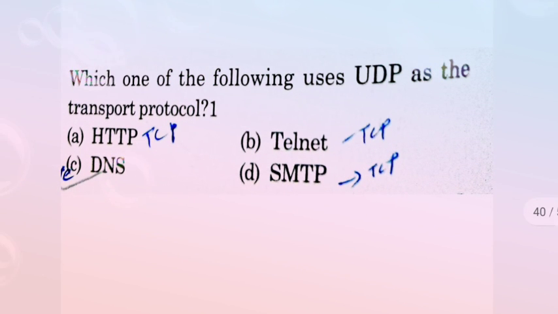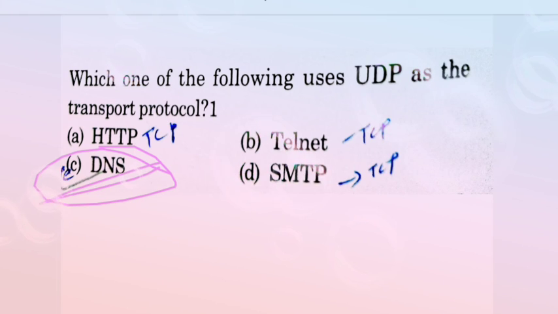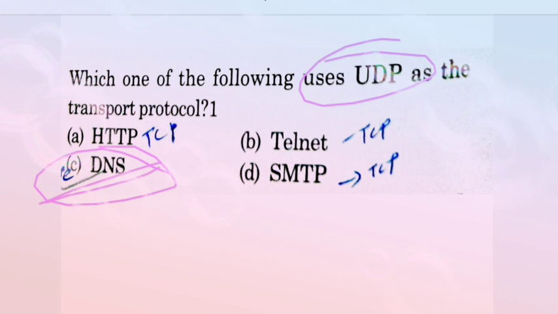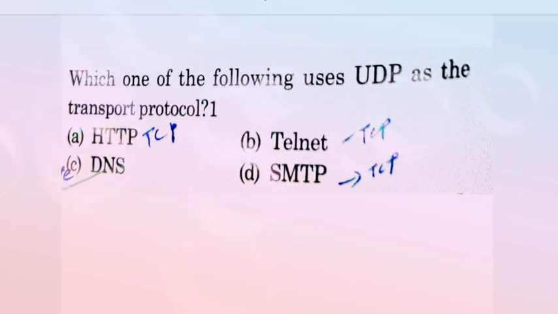Which one of the following uses UDP as the transport layer protocol? So the correct answer is option C. In the case of option C, we use the UDP transport protocol. In the case of HTTP, we use TCP. Telnet also uses TCP, and SMTP also uses the TCP transport protocol. So option C is your correct answer. Now come to the next question.